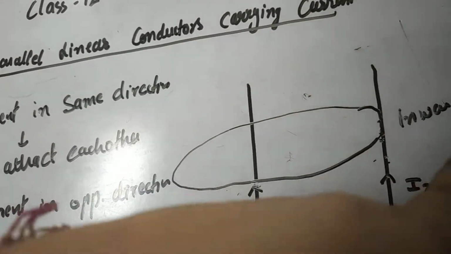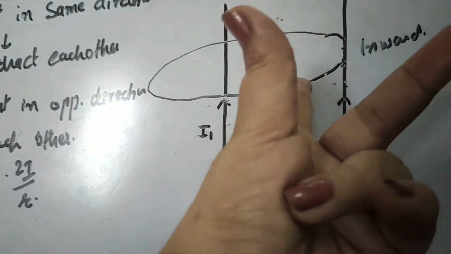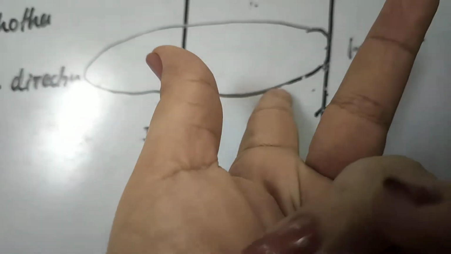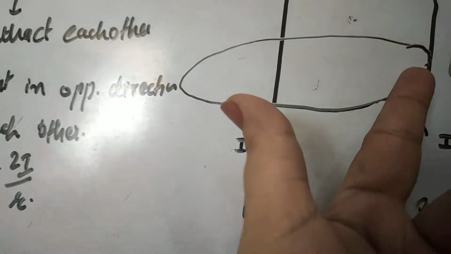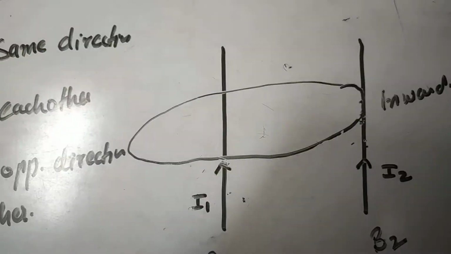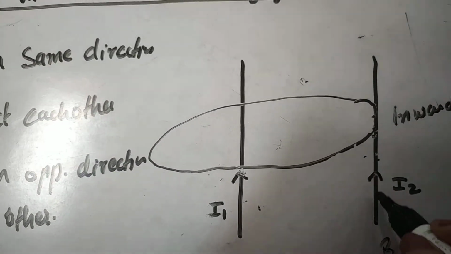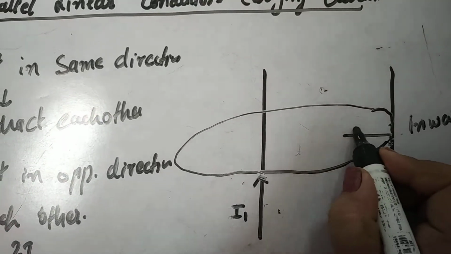You can see here the magnetic field is inward and the velocity is upward. If I point my fingers, the thumb points in this direction, toward the other conductor. So if I draw the forces, the velocity is in this direction, the magnetic field is inward, and the force is in this direction.